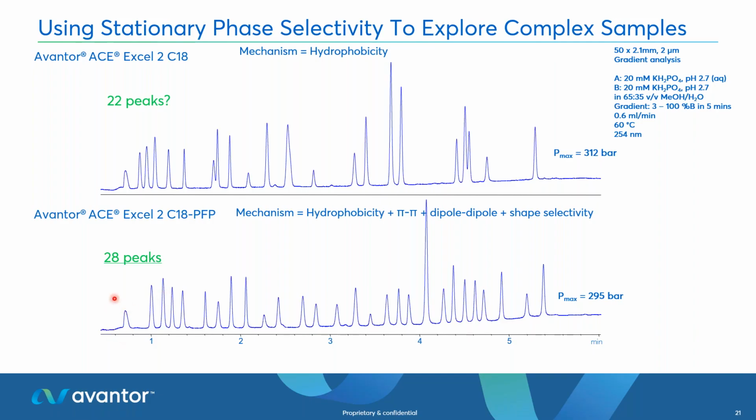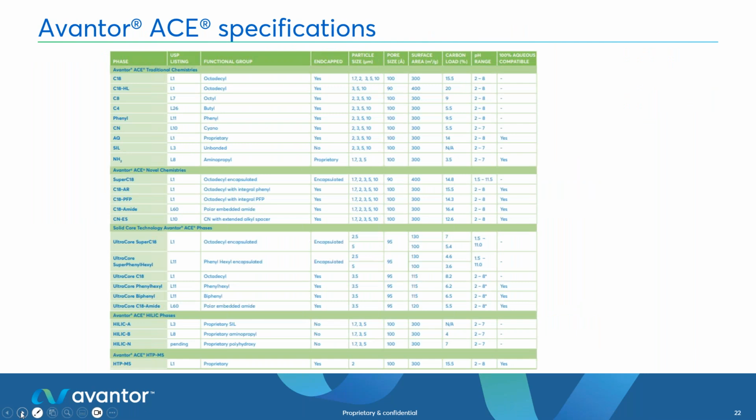And often you'll get separation of things that were coming out in the T0 when you go to a more polar phase or a phase with different mechanisms like those pi-pi and dipole interactions. So I've only mentioned a few stationary phases, these kind of more novel chemistries that we offer. We've looked at them and we've designed them so they're different, so they can be utilized for method development. But obviously there's other phases that we haven't touched on, not just from us, but from other vendors as well. So it's worth trying different stationary phases when you're running your method development tests.